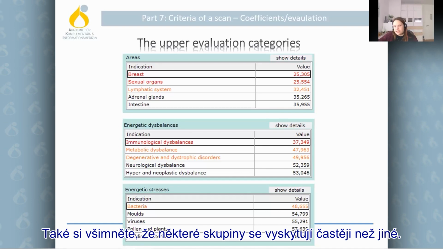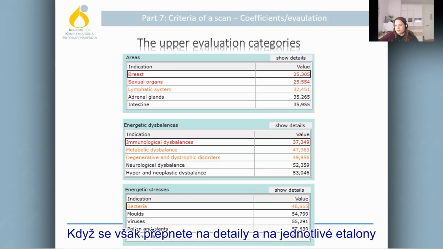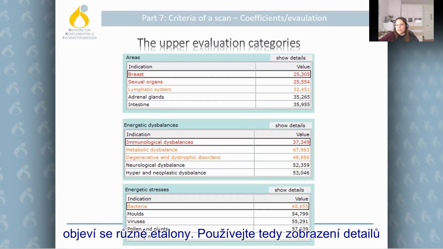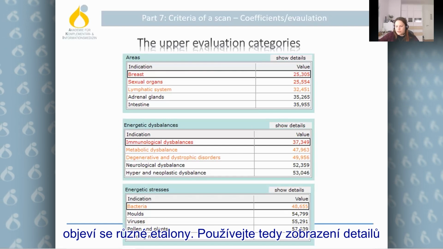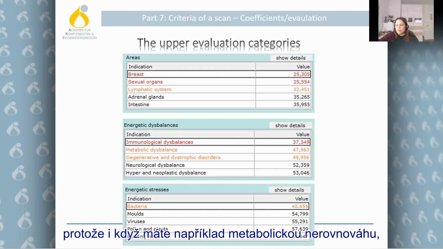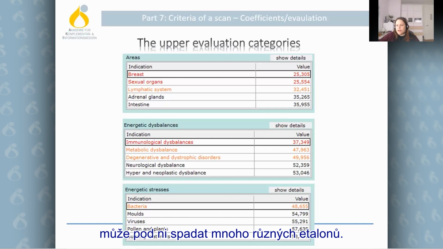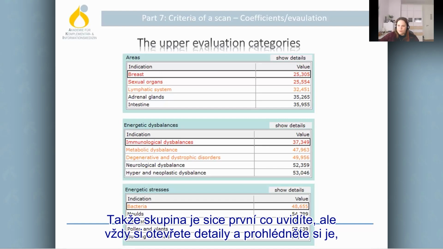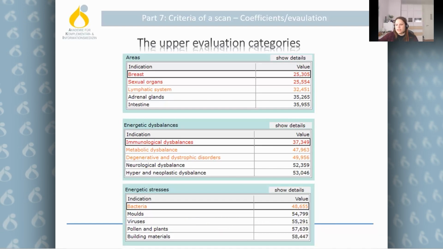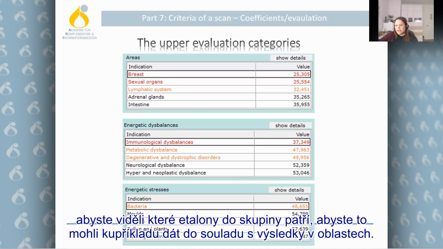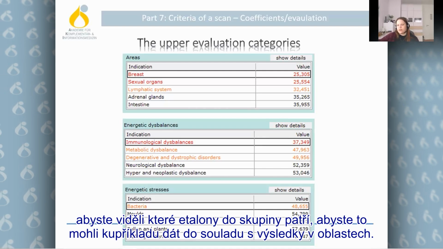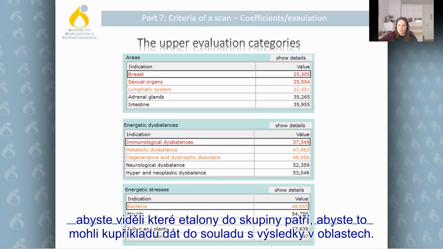You will also see that some groups come up more often than others, but when you go into the details of the individual etalons, different etalons show. So please use the show details button, because even if you have, for example, the metabolic disbalances, you have a lot of different etalons that can be listed. The group is the first thing you see, but please open it with open details so that you see what's listed inside, to be able to connect these etalons to other groups, for example, of the areas of the stressors.